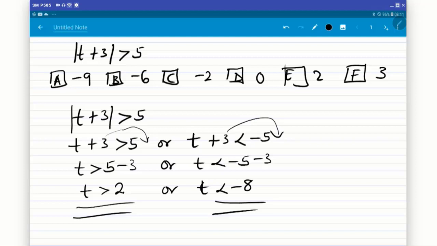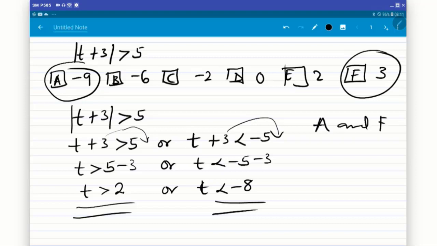Which of these numbers is greater than 2? First, I have 3. Another one, no. Then which of them is less than -8? That must be to the left of -8. And that must be what? -9. Another one, no. So that means our answer should be A and F. That's your answer, A and F.